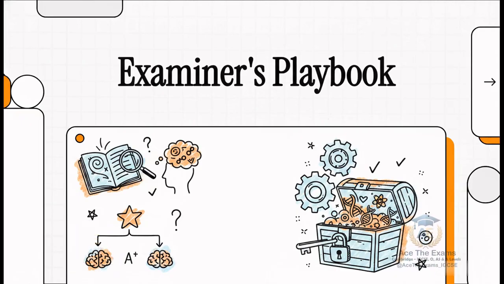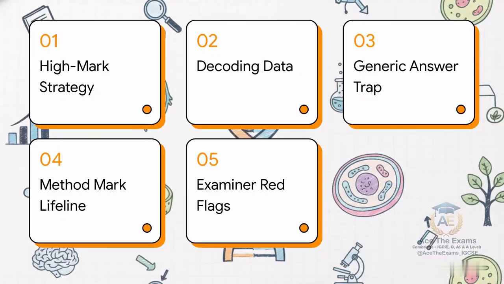We are looking at the visual playbook that literally separates the top-tier candidates from everyone else. Here is our roadmap for this explainer. First, the high-mark exam strategy. Second, decoding complex biological data. Third, avoiding the generic answer trap. Fourth, the method mark lifeline. And finally, number 5, examiner red flags revealed.